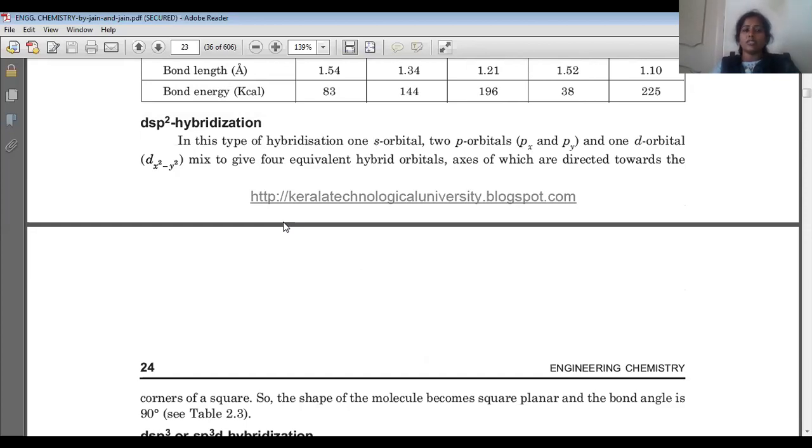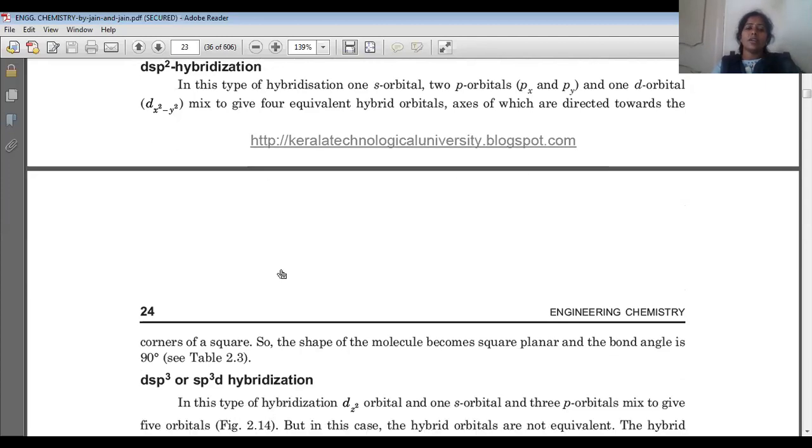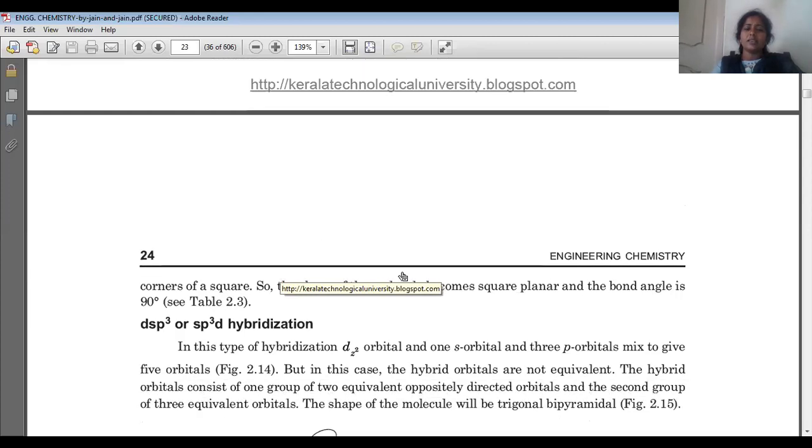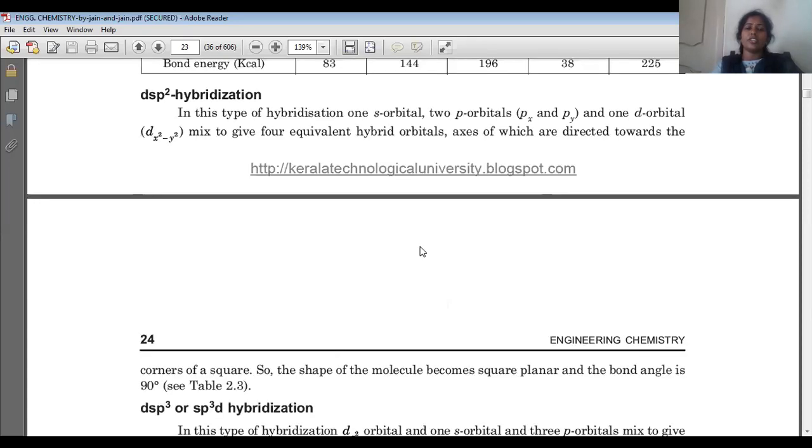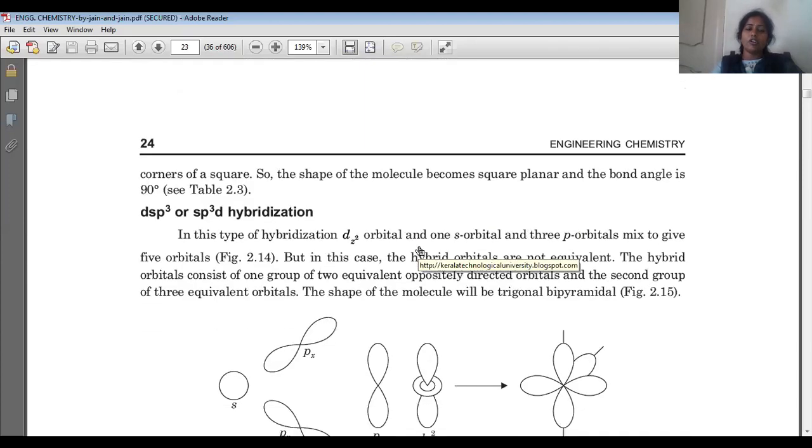tetrafluoroplatinum. That complex is square planar in nature. Otherwise, we can take SF4; that SF4 also has a square planar structure. These are the simple examples. So, when strong field ligands are present in transition metal complexes, strong field ligands are used to generate square planar complexes, and weak field ligands are used to generate tetrahedral complexes.